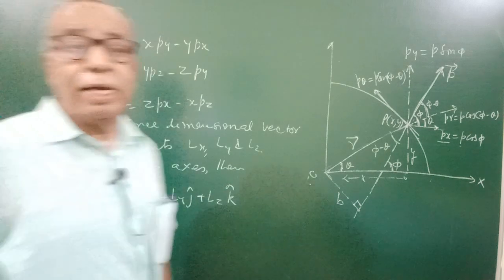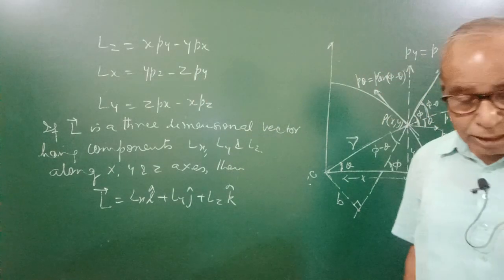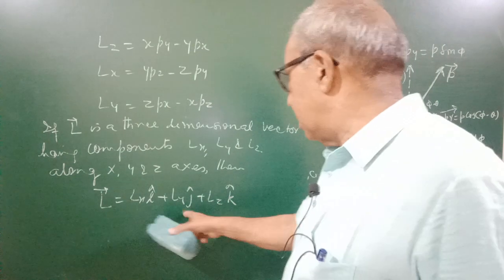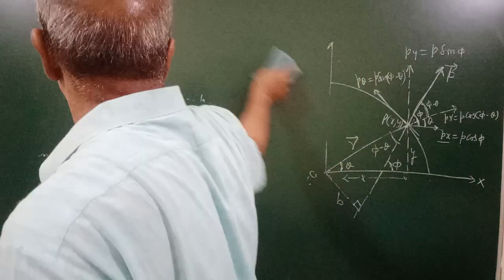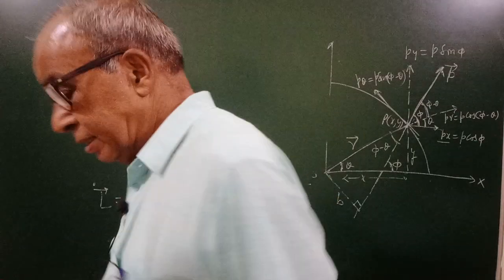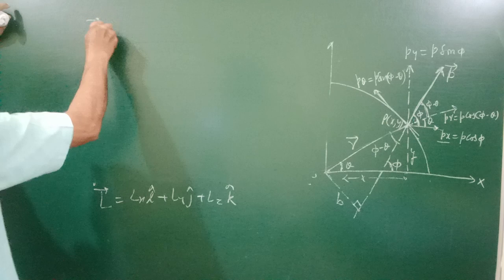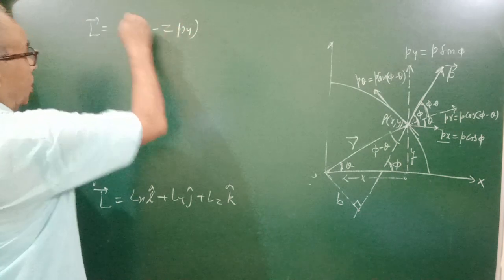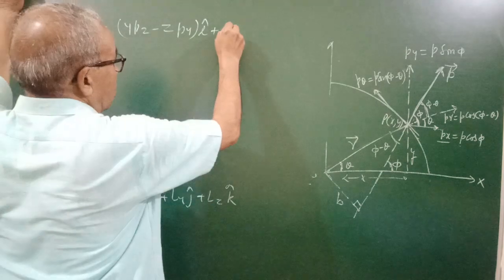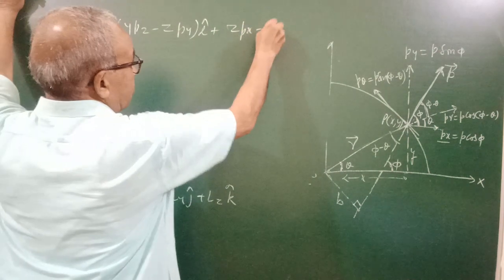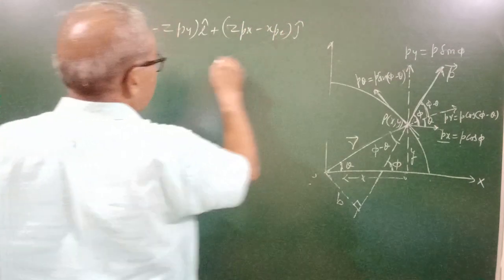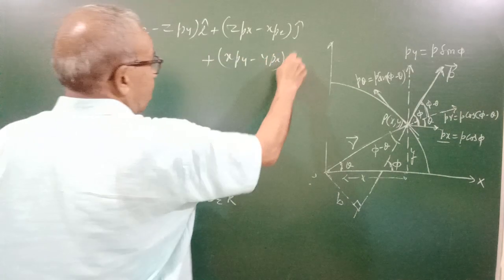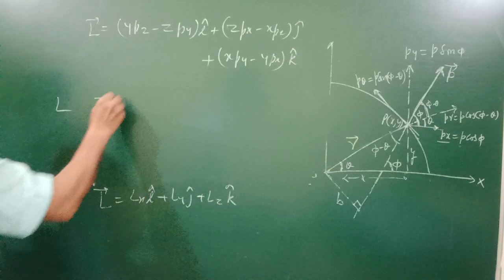I hope you are familiar now with i cap, j cap, k cap. These are unit vectors along the x, y, z axes. Now, I think you should not feel any difficulty. Putting the values of Lx, Ly, Lz here, we get vector L equal to (y Pz minus z Py) i cap plus (z Px minus x Pz) j cap plus (x Py minus y Px) k cap.